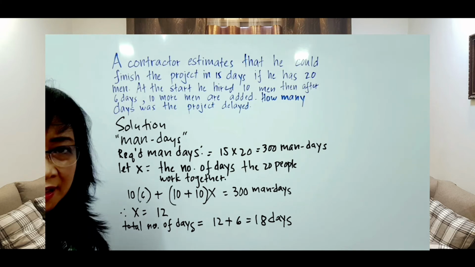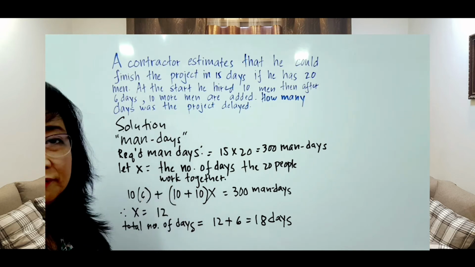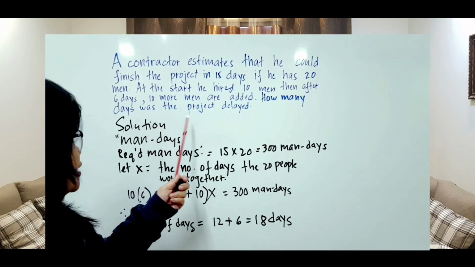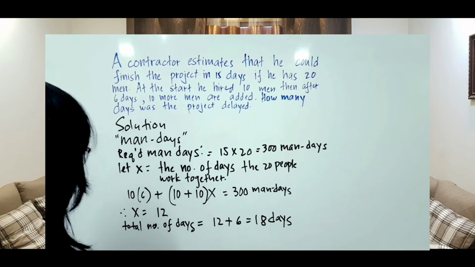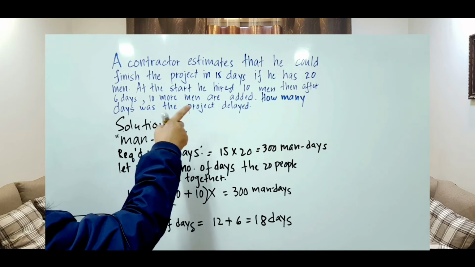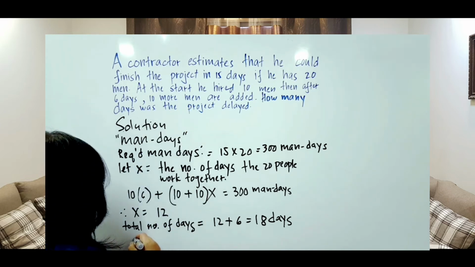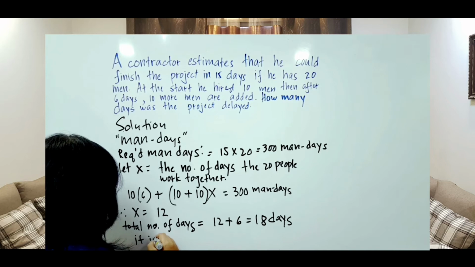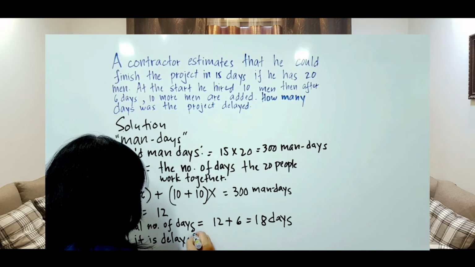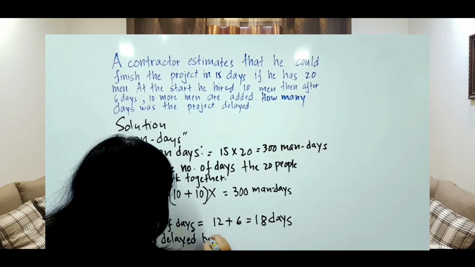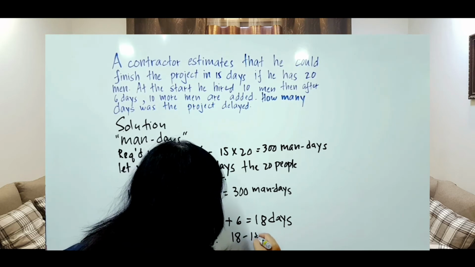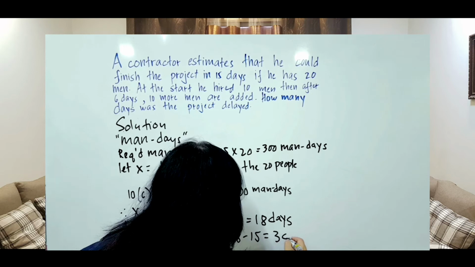But originally, the contractor estimated that it could finish at 15 days. So, what is required here is how many days was the project delayed. That means if originally it is estimated to be 15 days finished, so it is delayed by 18 minus 15 is equal to 3 days.